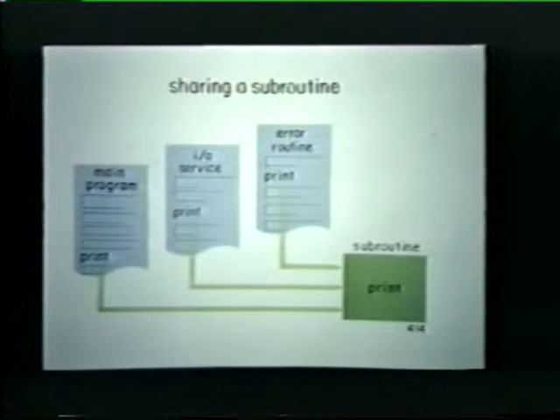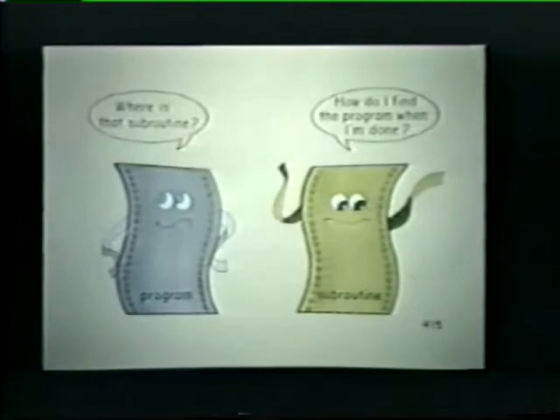Programs may also share subroutines. Here you see the main program, an I/O service program, and an error routine program, all requiring use of the same print subroutine. When dealing with subroutines, the computer has two problems. First, the main program must tell the central processor where the subroutine is located. Secondly, the subroutine must be able to return the CPU to the proper point in the main program so that the program can continue where it had left off.